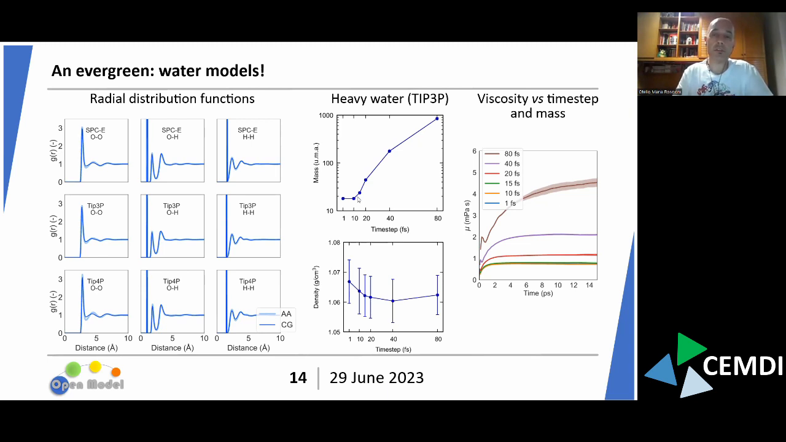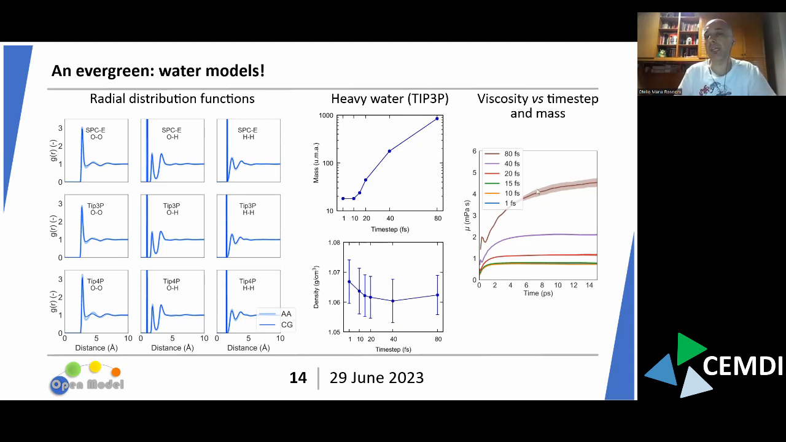So in this case, we wanted to see how this increase in mass affected the properties. And in terms of density, if we scale back to the nominal density, we see no effect. Also, the radial distribution functions are not affected. So the static properties are not affected by the use of larger masses for water or longer time steps. But what is indeed affected is the viscosity. And that's totally expected.